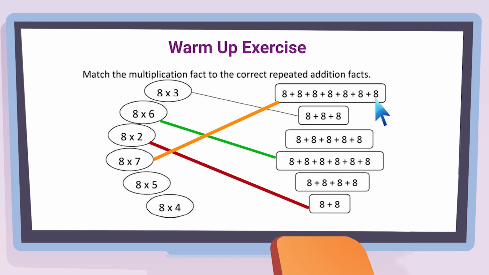Now if you look at the fifth multiplication fact, you would notice that we're asked to match 8 times 5. Of course, we'll match that to the sum of 8, 5 times. And you can see that being done there with the blue line. As you can see, for the final multiplication fact, which is 8 times 4, we match that to the sum of 8, 4 times. And that is being done with the pink line.